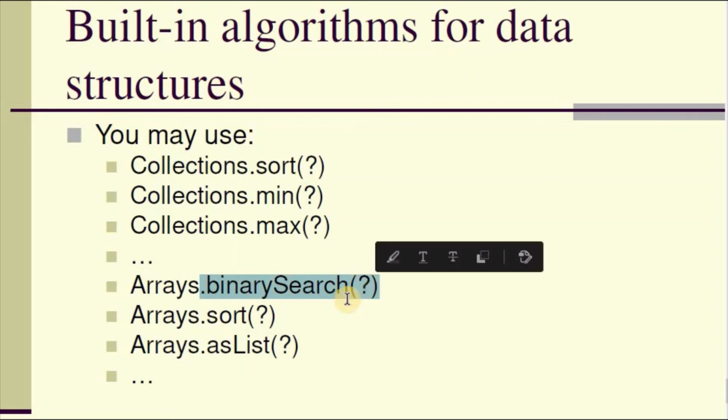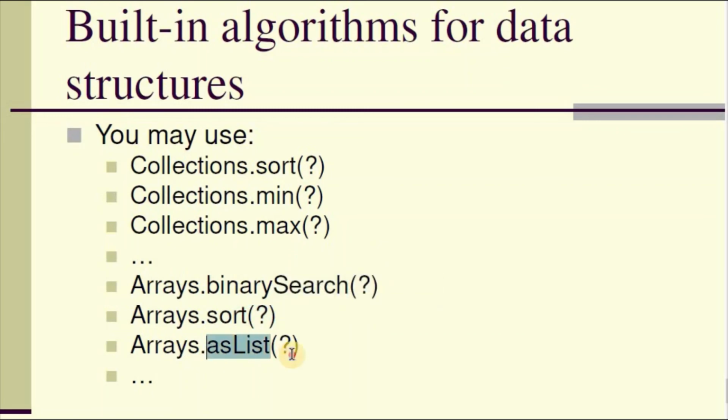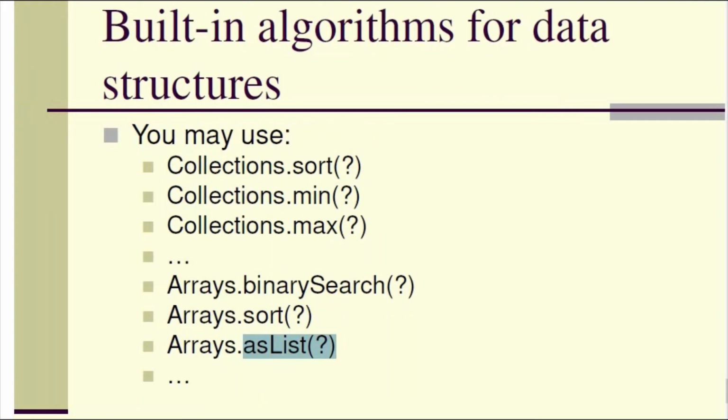which would be represented as an array actually, and then just call the binary search method, and that will find something for you. Or you can do arrays dot sort and arrays as list, right? So you have many methods that are easily ready to use. Okay, that ends our discussion about data structures.